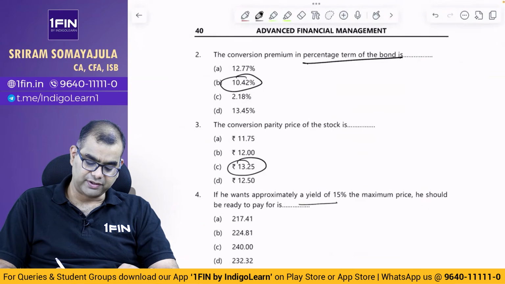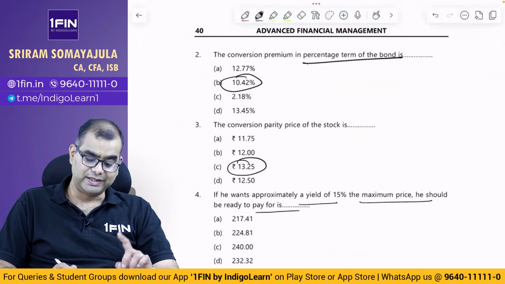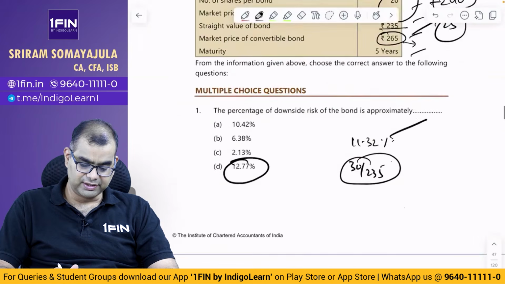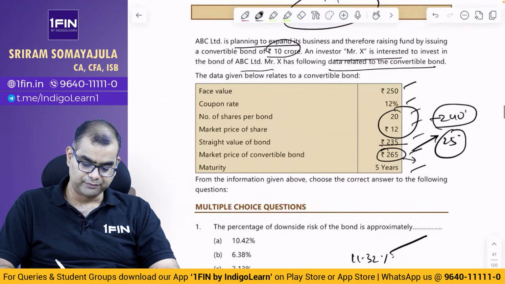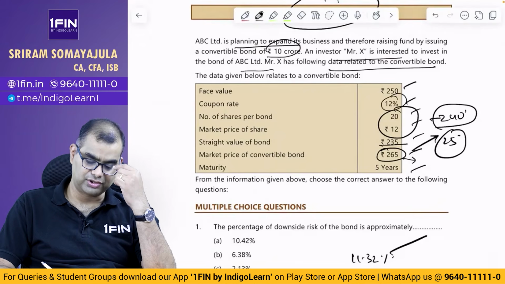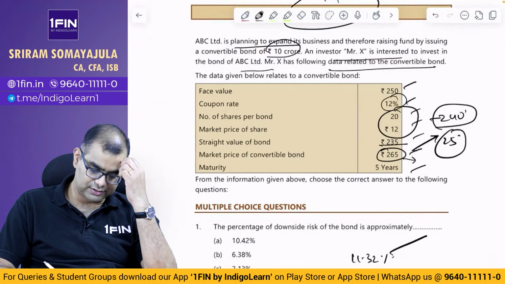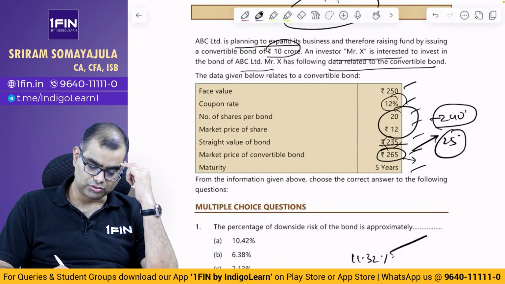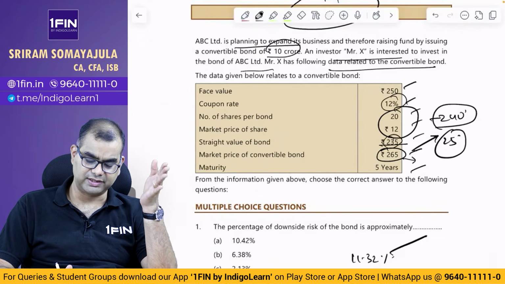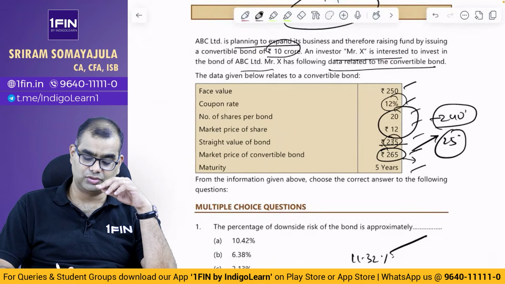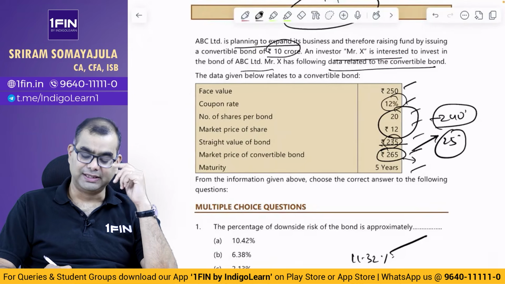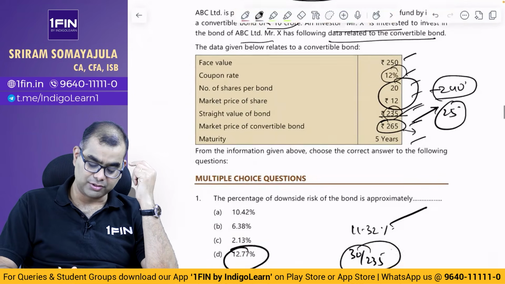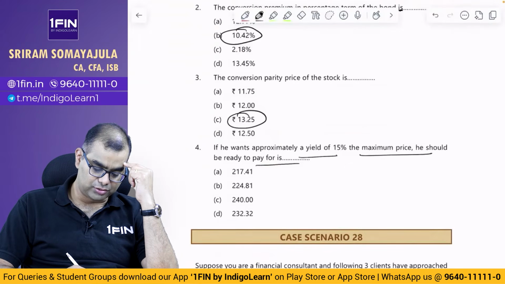If he wants an approximate yield of 15%, what is the maximum price he should be ready to pay? He wants a yield of 15%. So what is the current yield? Coupon rate is, sorry, not 20, 12%, and face value is 250. The yield keeps going up, the price keeps coming down. And the current straight value of the bond is 235. So basically, the yield is already higher. So the yield keeps going further up. If the yield keeps going further up, price will go below 235. How much below? What are the options? 232, 240, 224, 217. See, it definitely is not 240.